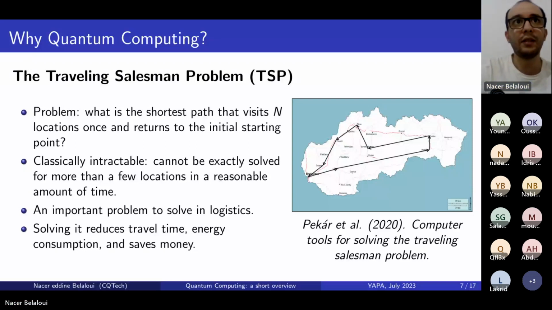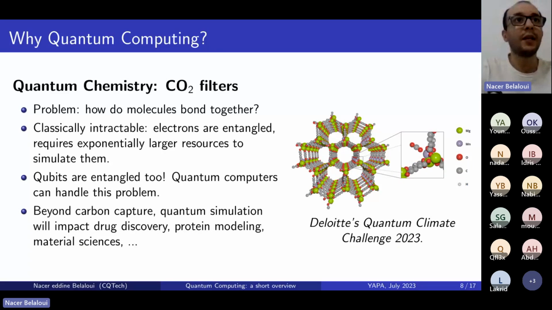The other application of quantum computing, which is maybe a bit more, I don't want to say interesting, but we're closer to doing it than solving the traveling salesman problem, is quantum chemistry. And quantum computing can be applied to a bunch of problems in quantum chemistry. Here I've taken this picture from last year's Deloitte Quantum Climate Challenge. So what they have is this filter here.